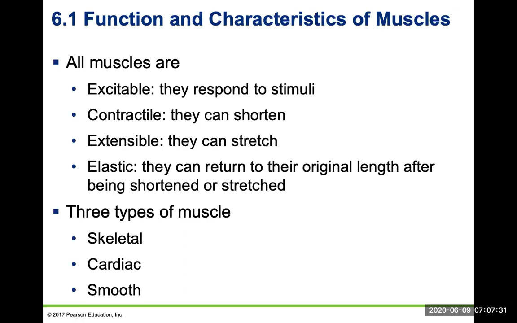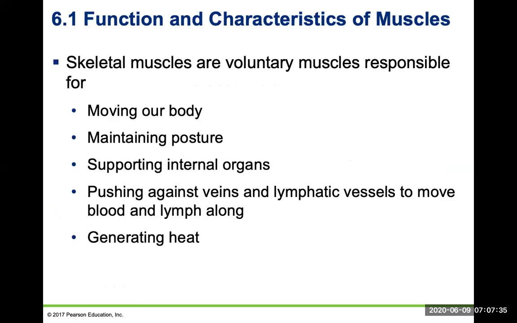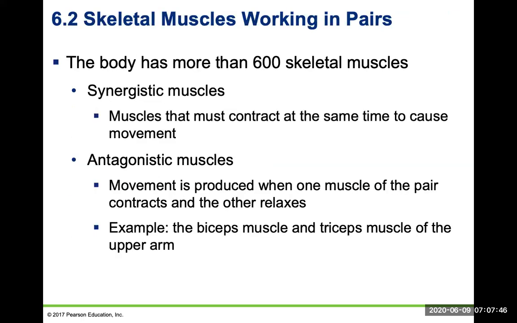There are 3 types of muscles: skeletal, cardiac, and smooth. Skeletal muscles are the voluntary muscles which we control. They're responsible for the things listed there that you should read through and know. The body has more than 600 skeletal muscles.